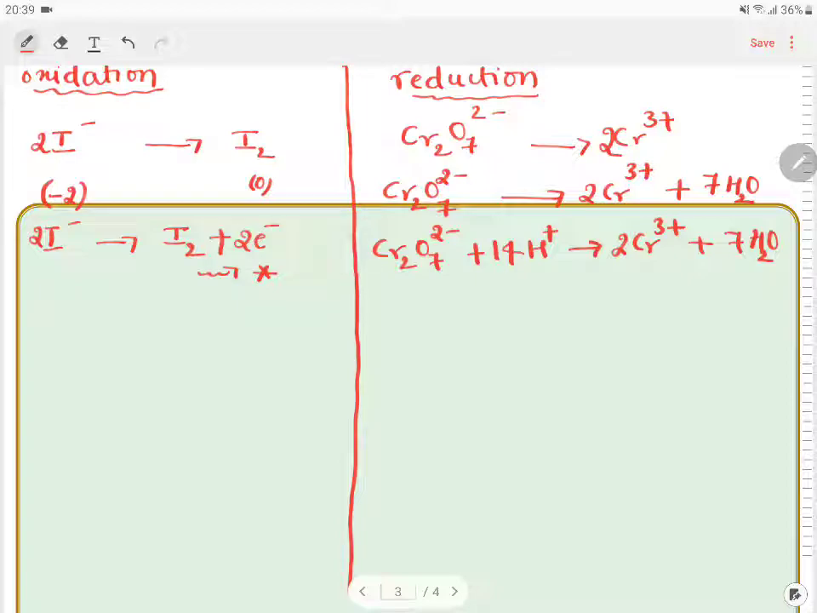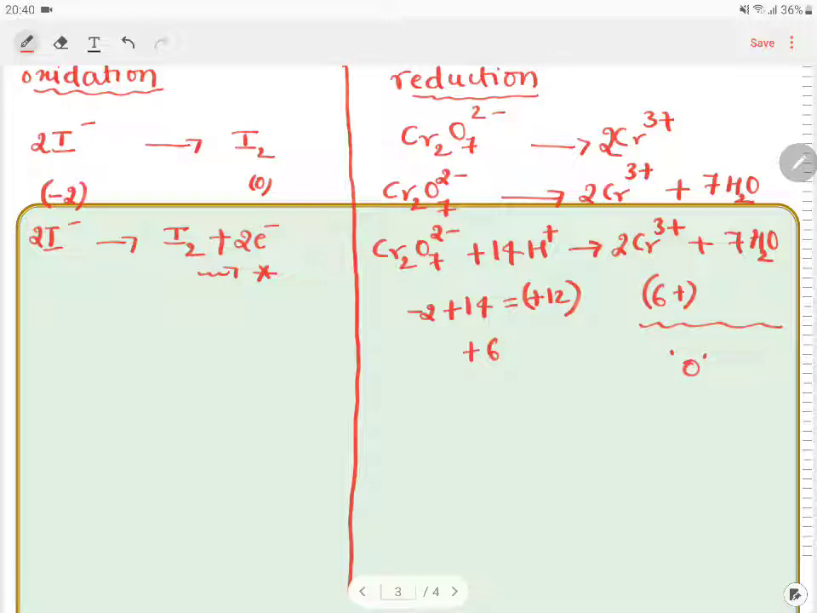Now balance the charges. On the Cr2O7 ion there is 2 negative, and there is 14H+, therefore 14 positive charges minus 2. So totally how much are you getting? Plus 12 charges. On the product side, 2 times 3 is 6 positive charges. Bring this plus 6 to the other side. How much are you getting? It is plus 6. On the product side, what's the charge? Entirely it will be 0. Why? Because I took this plus 6 on the left hand side.